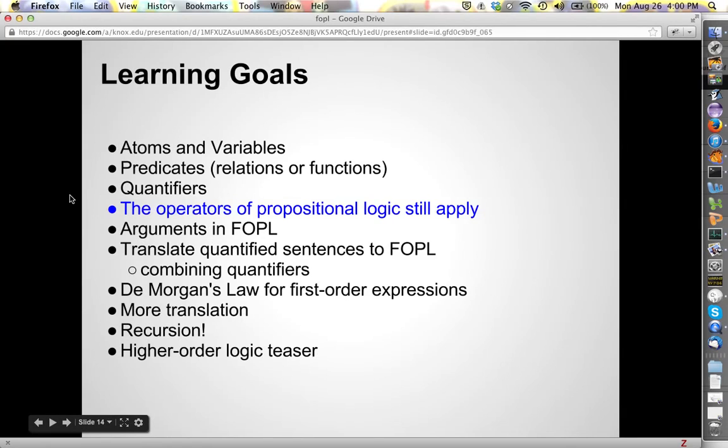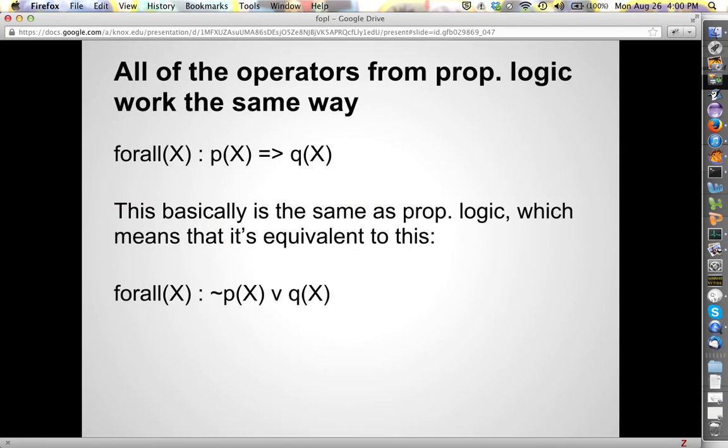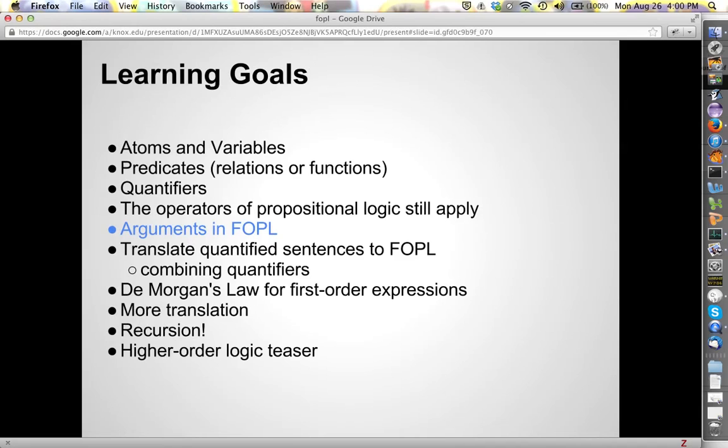The operators of propositional logic that we learned, implication, biconditional, things like that, still apply. So if we say for all x, P of x implies Q of x, it's basically the same as propositional logic. That means it's equivalent to saying for all x, not P of x or Q of x. You can think of for all x, P of x implies Q of x as sort of the equivalent of P implies Q. So all of the regular rules you can do with material implication, you can apply in first order logic as well. So let's talk about logical arguments.